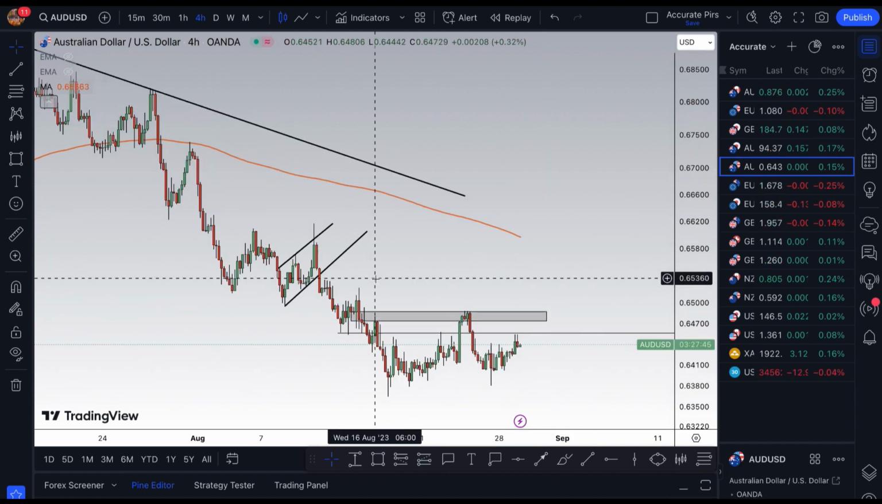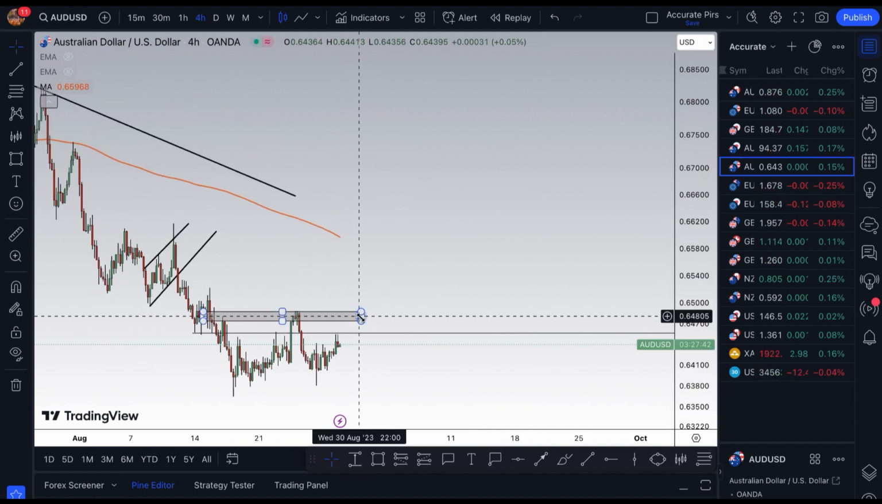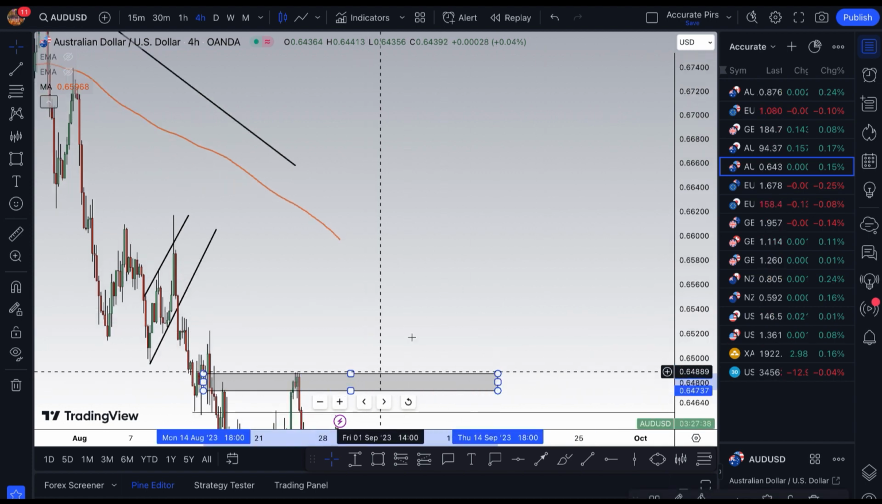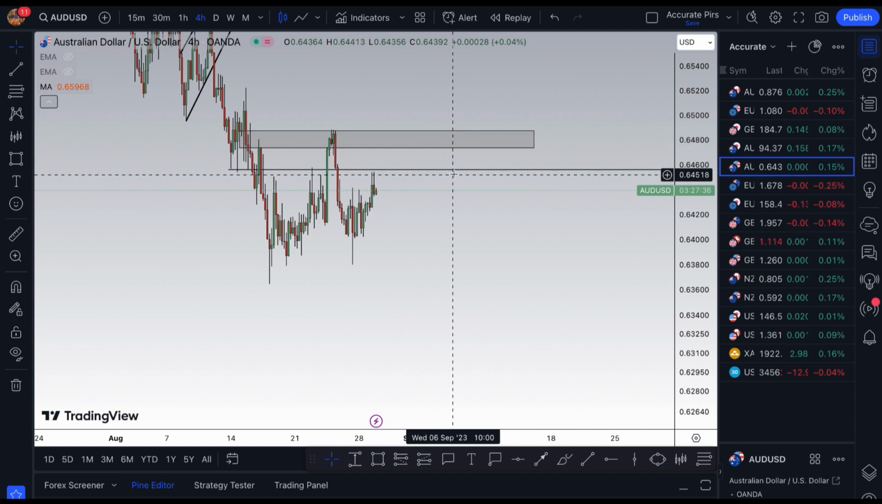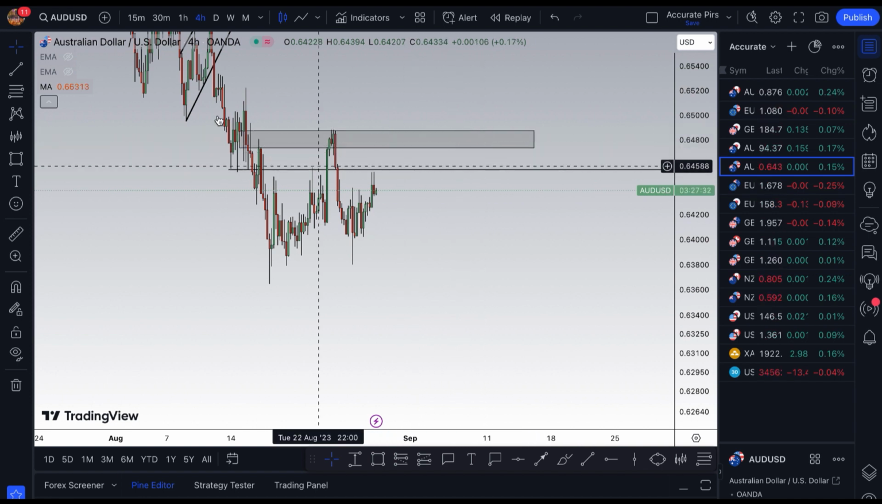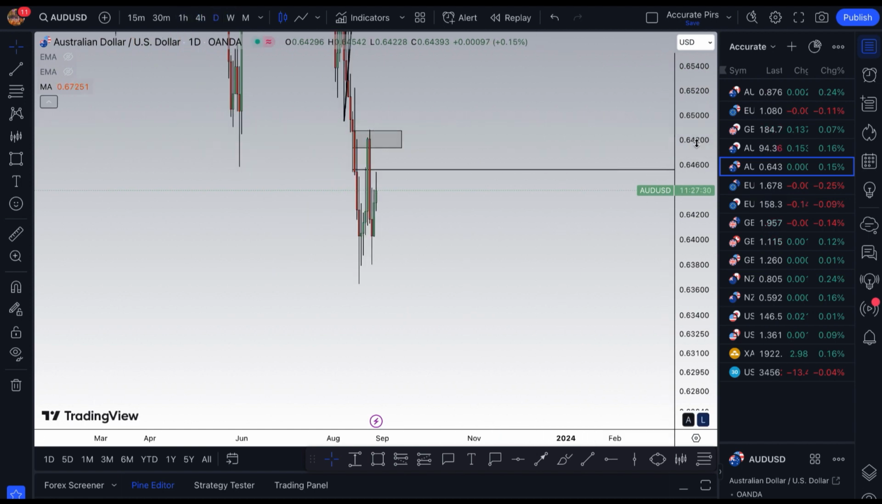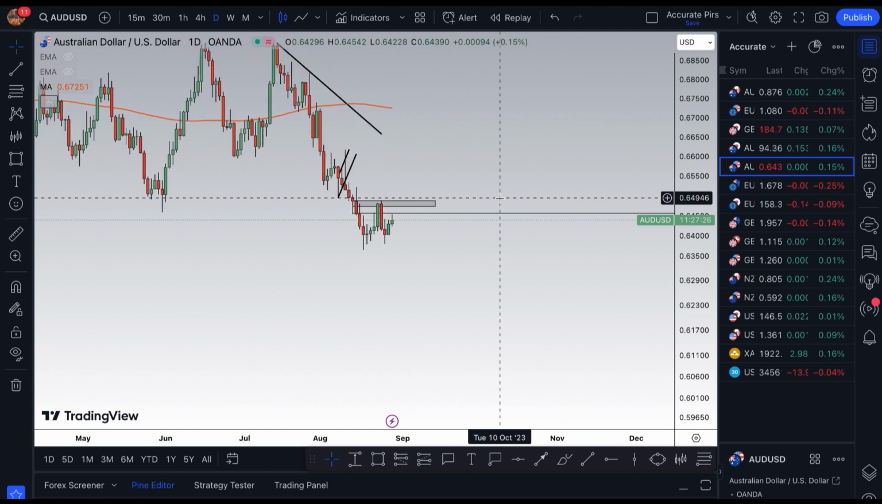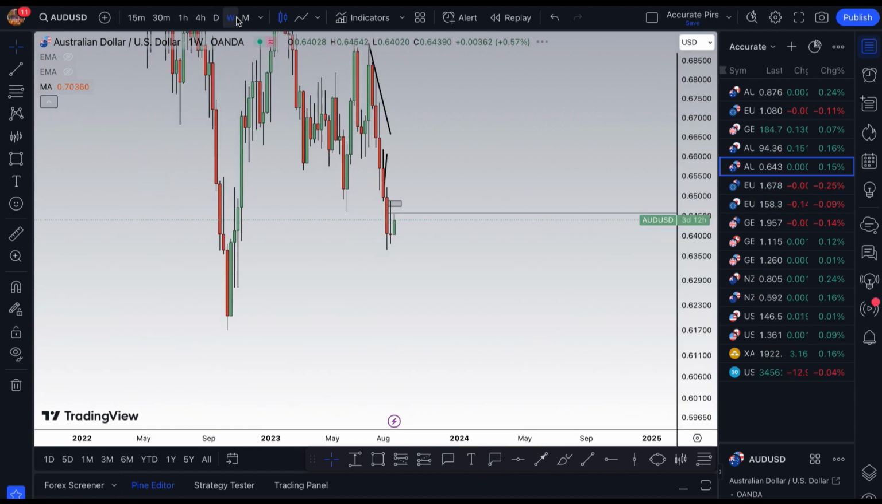Let's move on to AUD USD. Same situation as well. If the market pushes up to this resistance level right here and we get any candlestick formation pattern, then I'm going to look to place a sell. But I do believe we could get a big pullback on the daily time frame, so we just have to keep our eye on it and monitor it.